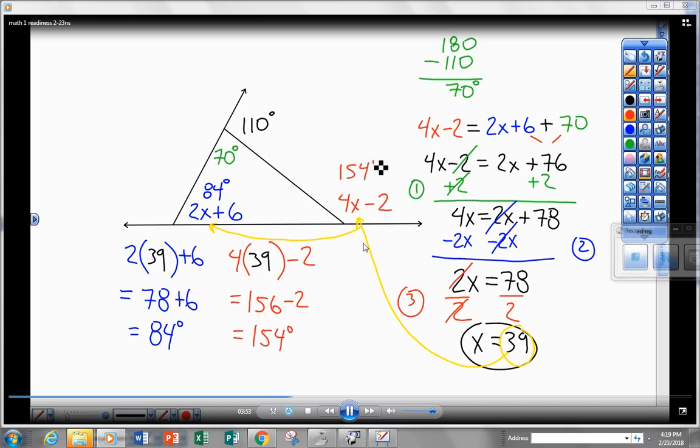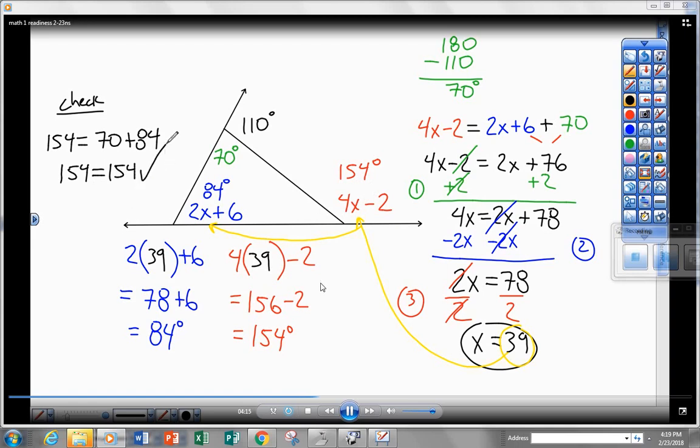So that outside angle has to equal 154. Do a quick check. If I add up these two numbers, they should add up to be 154. So if I get 154 by adding 70 and 84, I know I've done all my math correctly. So that does equal 154. So I know I am good.